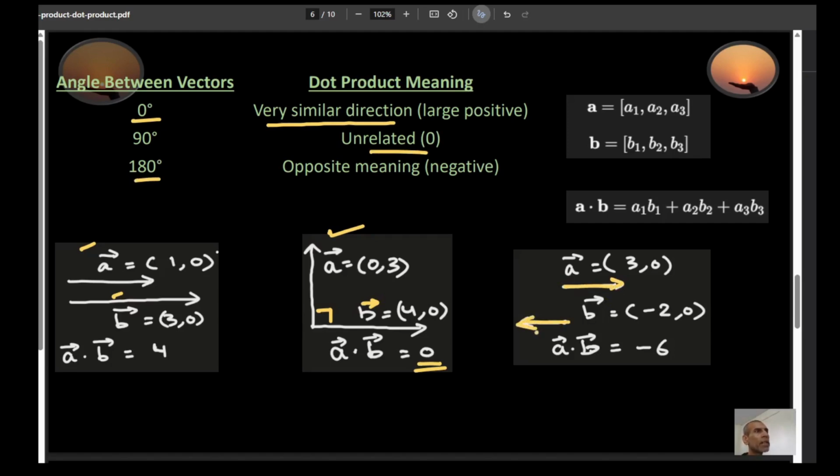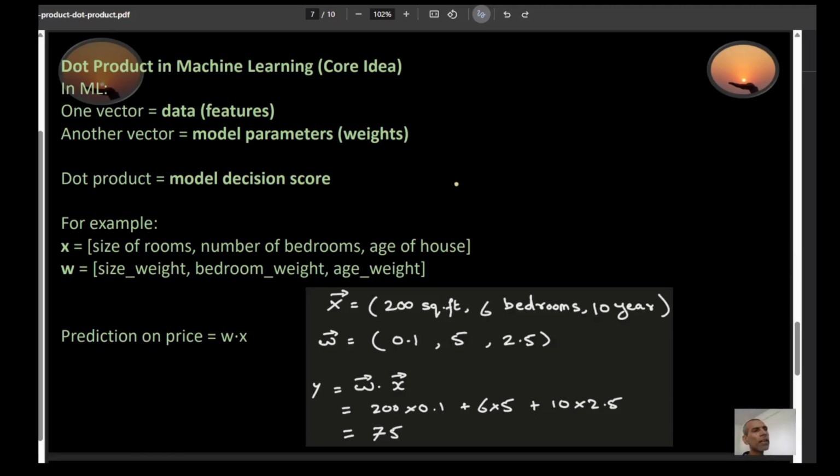So it means that when you do the dot product of A and B, it will come out to be negative. So it means that A and B have an opposite meaning. And now let's understand the concept of dot product in machine learning.